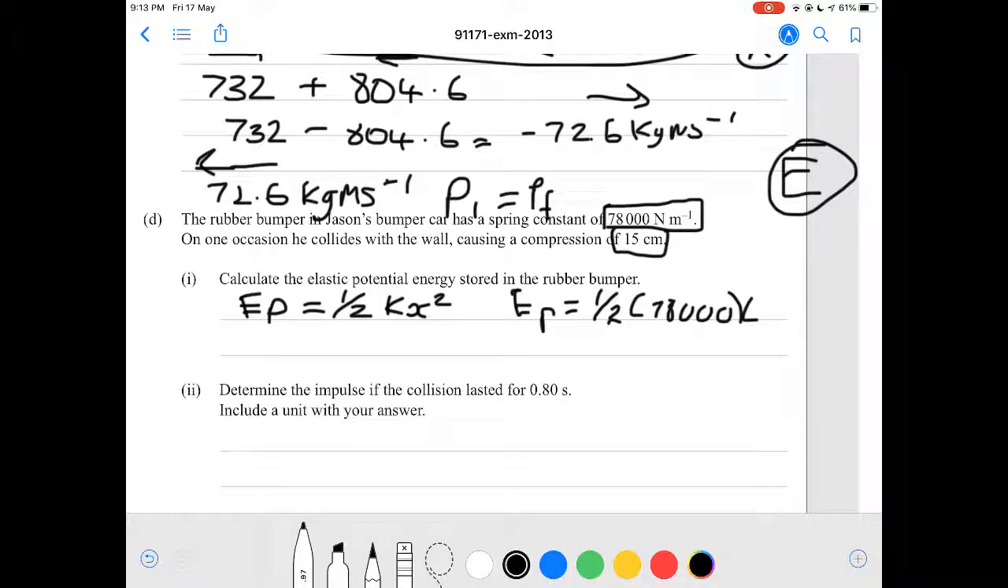In physics, we're always going to convert that to meters. So it's not times 15 squared, it's times 0.15 squared. Remember, we're converting to meters. So 0.15 squared. Plug this into our calculator, and then we should be getting our answer. So 0.5 times 78,000. That's a very stiff string. And we're going to times by 0.15 squared, and that gives us 877.5 joules. It's as simple as that.